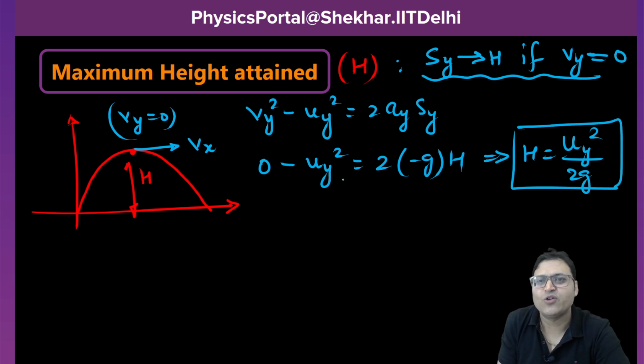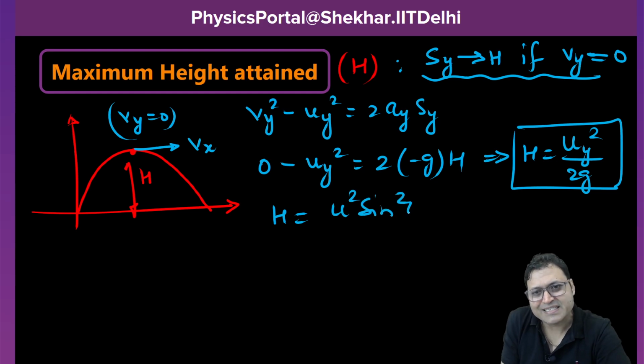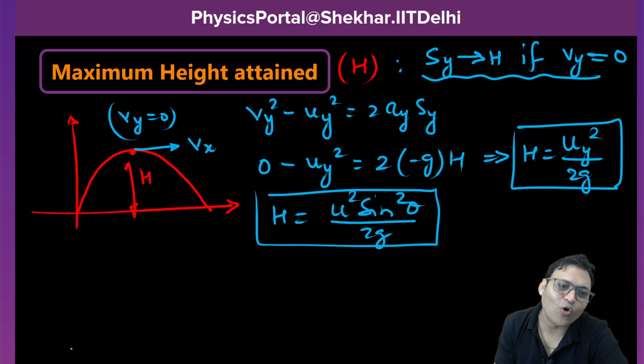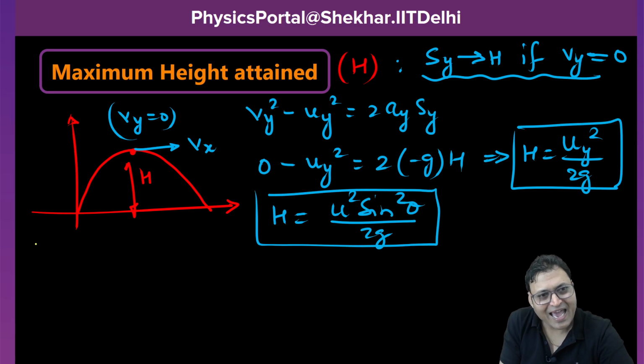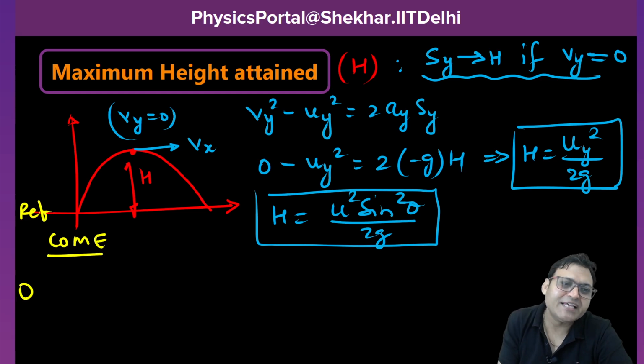Or if we put the value of uy, h is equal to u square sine square theta by 2g. This expression can also be obtained by using the energy conservation equation, because the only force acting is the gravitational force, which is a conservative force. So by using energy conservation, initial potential energy is 0. This is the reference, let us say.